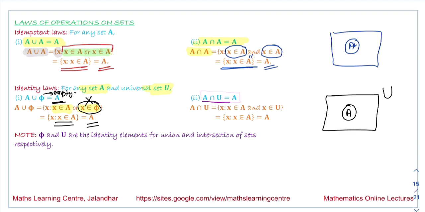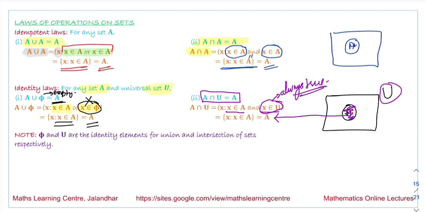Second, we have A intersection the universal set. This is the universal set, this is the set A. The intersection of A with the universal set will again give us the answer as A. So we are saying x belongs to A and x belongs to U. This thing is always true, so no need to write it. The and between these two means x should satisfy both conditions, that x belongs to A and x belongs to U. So what we are left with is x belongs to A, and the answer we obtain is equal to A.